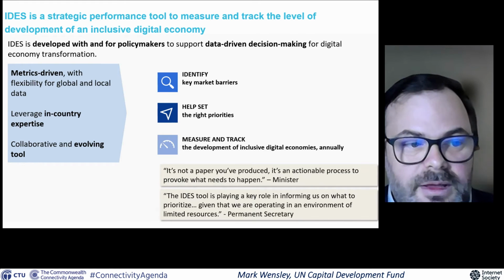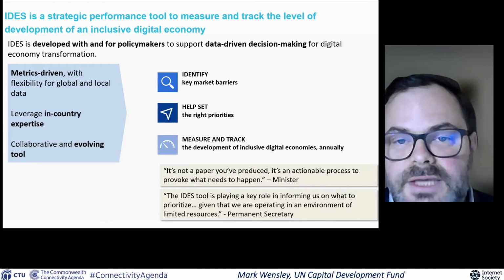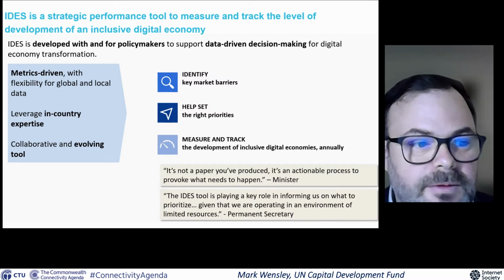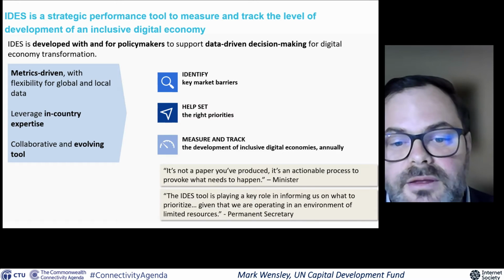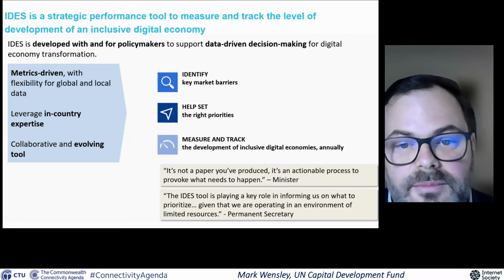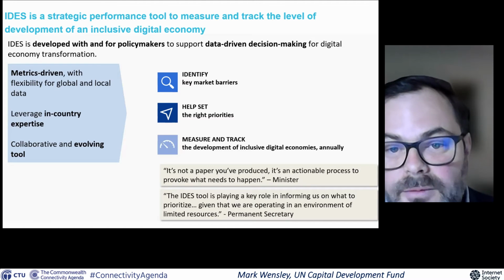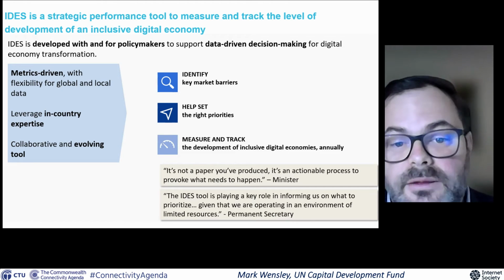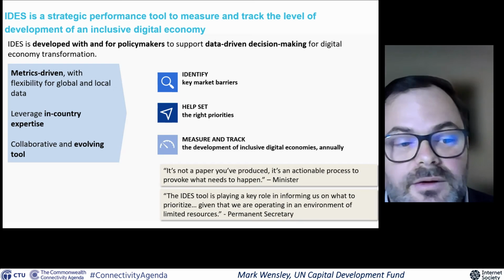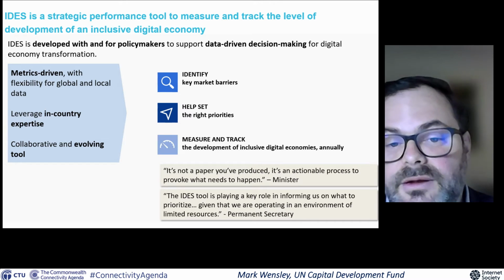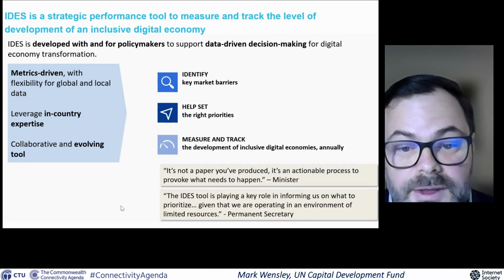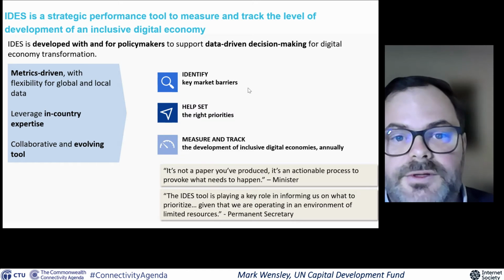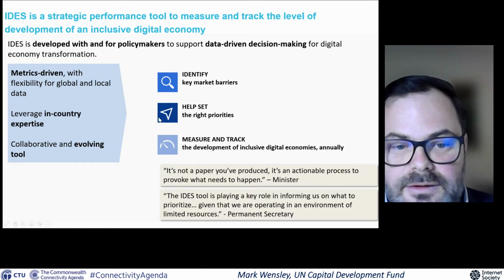This is all with the several use cases in mind. So we are really looking at how to support policymakers to identify key market barriers, to help set the right priorities, and also to measure and track the development and inclusiveness of the digital economy. Again, I'm just going to go to the next slide here.